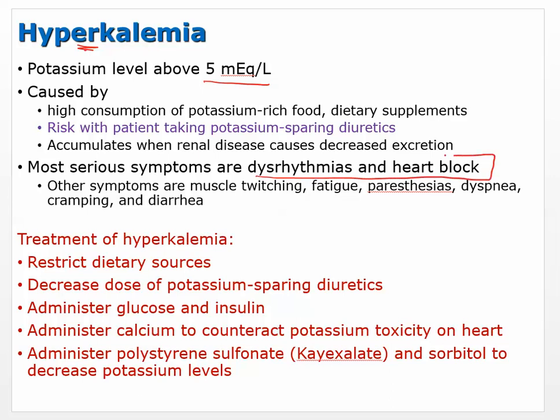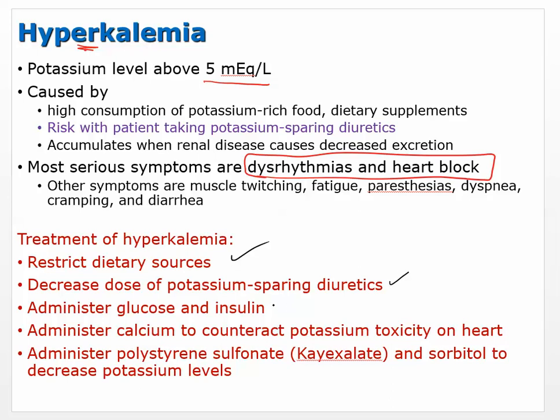Okay, big thing for potassium. Other symptoms are muscle twitching, fatigue, paresthesias, or the tingling, and so it's a neurological effect, dyspnea, cramping, diarrhea. Okay, so treatment of hyperkalemia. Well, if you have high potassium, I guess the first thing to do would be to try to restrict your dietary sources of potassium. Don't eat as much potassium. Decrease dose of potassium-sparing diuretics, if that's what's causing it.